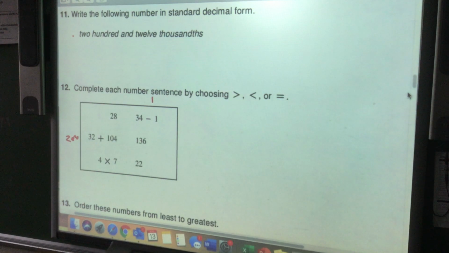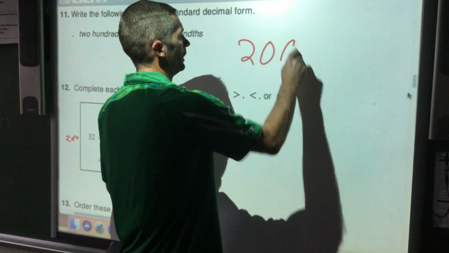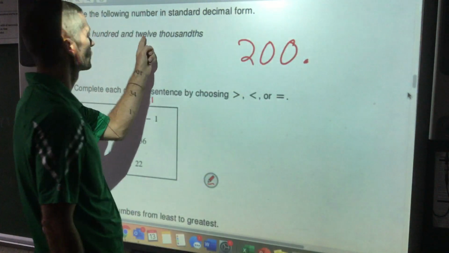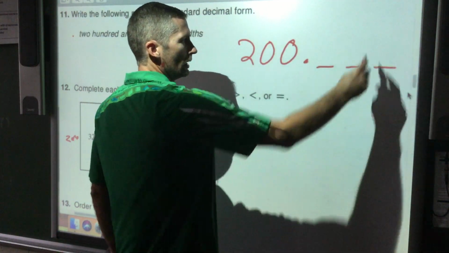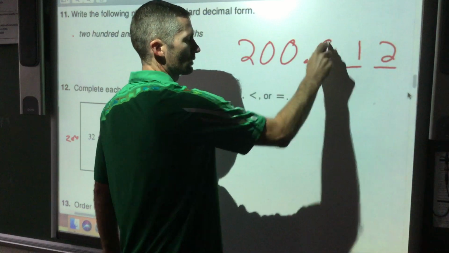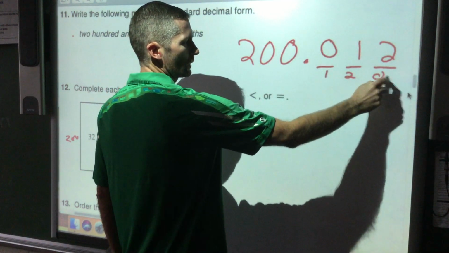212 thousandths. So I have to write the number 200, then write my decimal, and I'm going to 12 thousandths. Tenths, hundredths, thousandths. I gotta put my 12 over here, that's 12 thousandths. Don't put the 1, 2 with the 0, that'd be 120 thousandths.